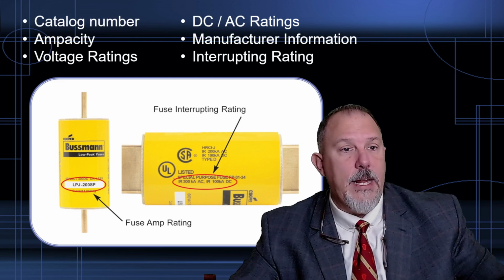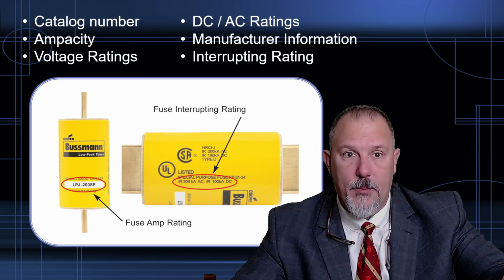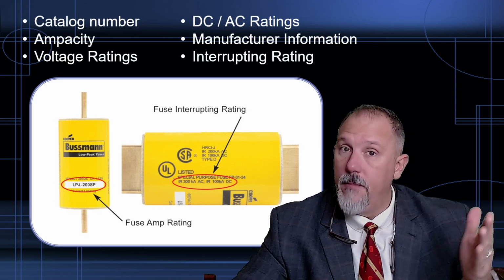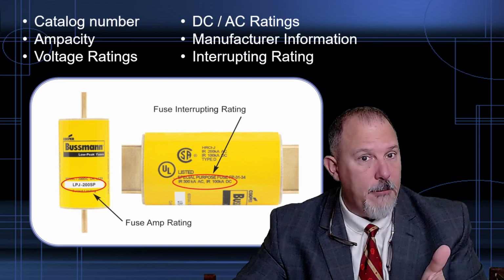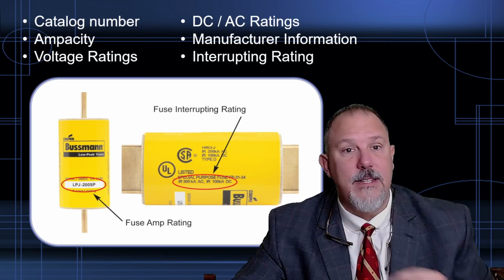We talked about the ratings. You'll have the catalog number. You'll have the ampacity or the amp rating of the fuse, the voltage rating of the fuse. Remember, never use an AC rated only fuse on a DC system unless you see DC and AC. We already looked at that. And they will have an interrupting rating.